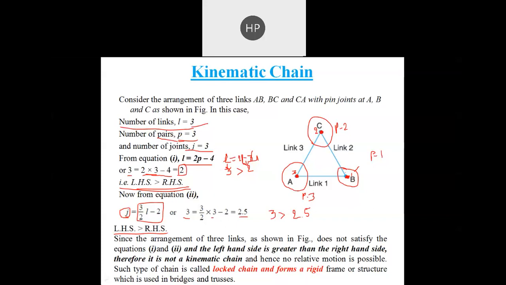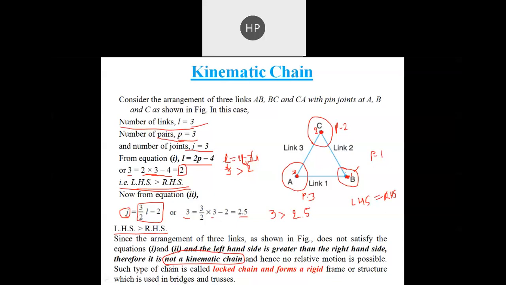So the arrangement of these 3 links does not satisfy equations 1 and 2. When will it be satisfied? If the left hand side is equal to the right hand side, then it is said that equations 1 and 2 are satisfied. But in this case, for both equations, the left hand side is greater than the right hand side. That's why this is not a kinematic chain.